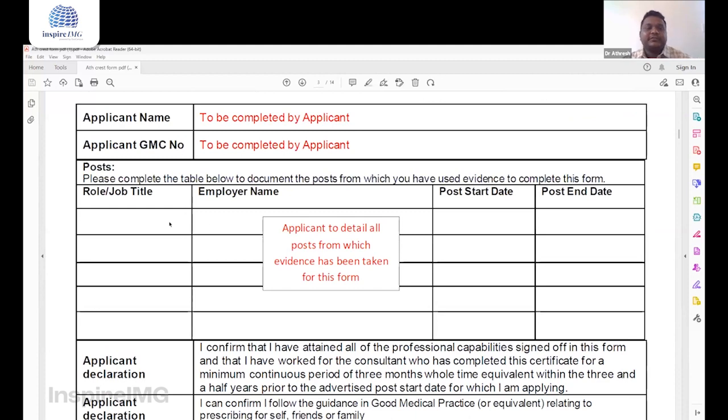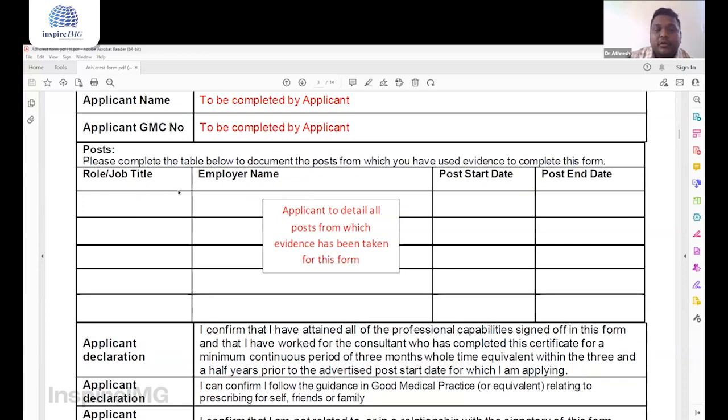So this is the first page of the form. As you can see, you need to fill in your details. You need to be registered with the GMC to get your CREST form signed. Sometimes you can also get your CREST form signed with provisional registration with the GMC if you have not completed your Lab 2 completely. So your full name as it appears on the GMC website, or your passport or any legal ID document, then the applicant's GMC number, then your job title.